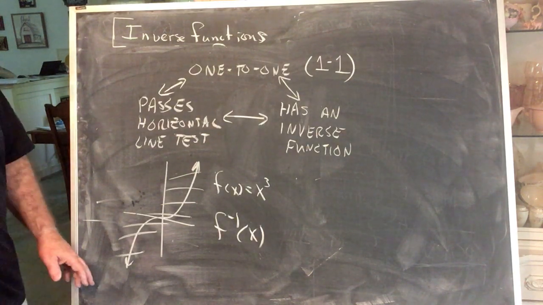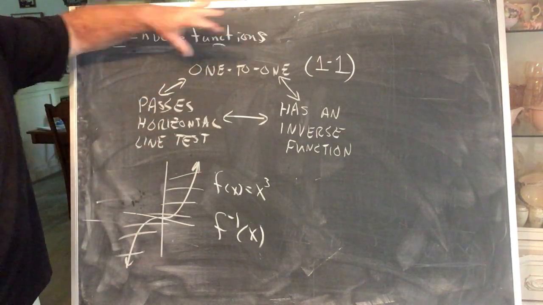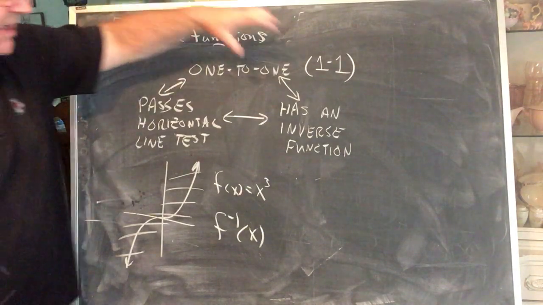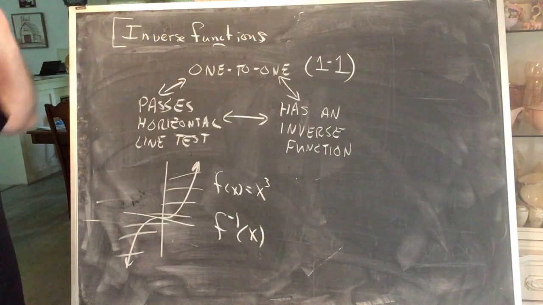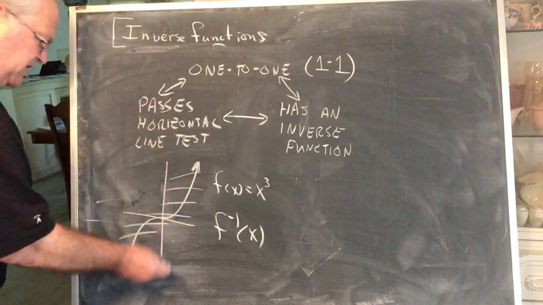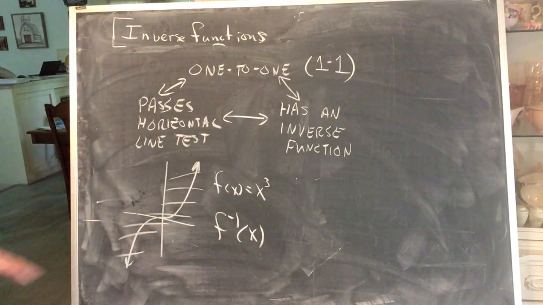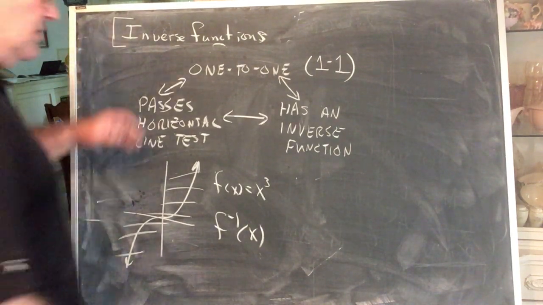But all we're concerned with for now is a function is one-to-one, means it passes the horizontal line test, means it has an inverse function. If the function has an inverse function, it is one-to-one, it passes the horizontal line test. One specific case of that is the cube function. This is by no means the only instance of that, but this is one specific instance. All right?